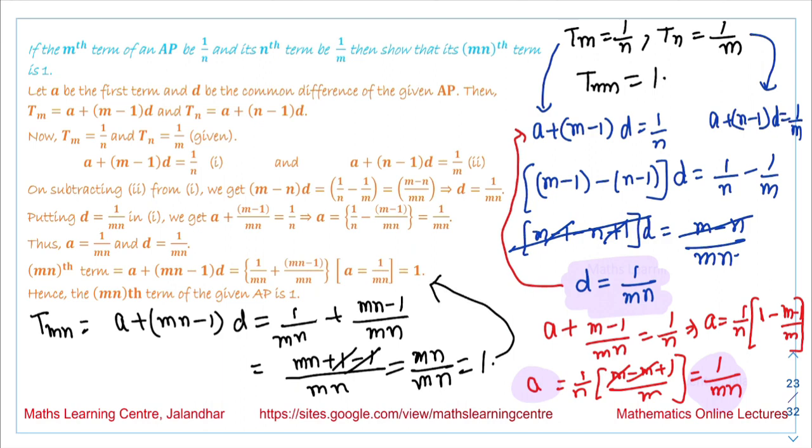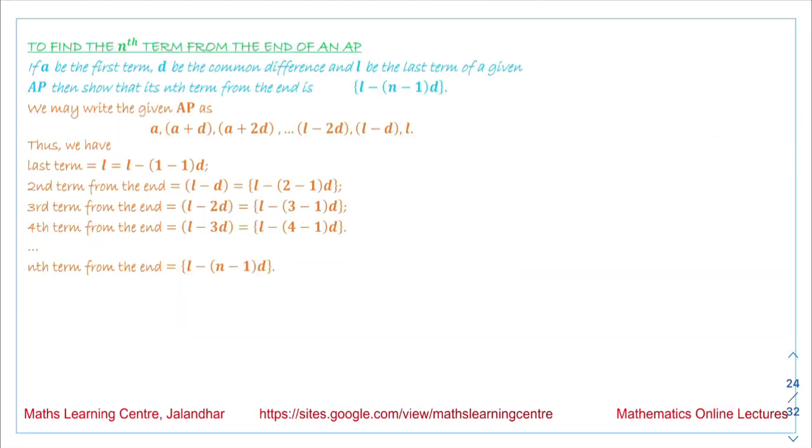Now the next formula we have is to find the nth term from the end of an AP. So we are saying if a be the first term, d be the common difference, and l be the last term of a given AP, then we have to show that the nth term from the end is this. This is the formula for the last term. We are talking about the nth term from the end.